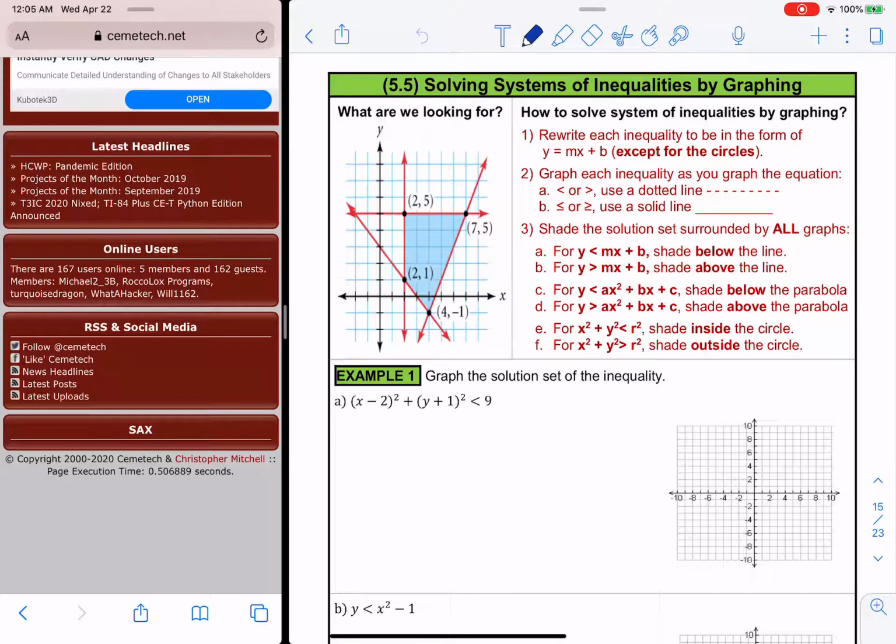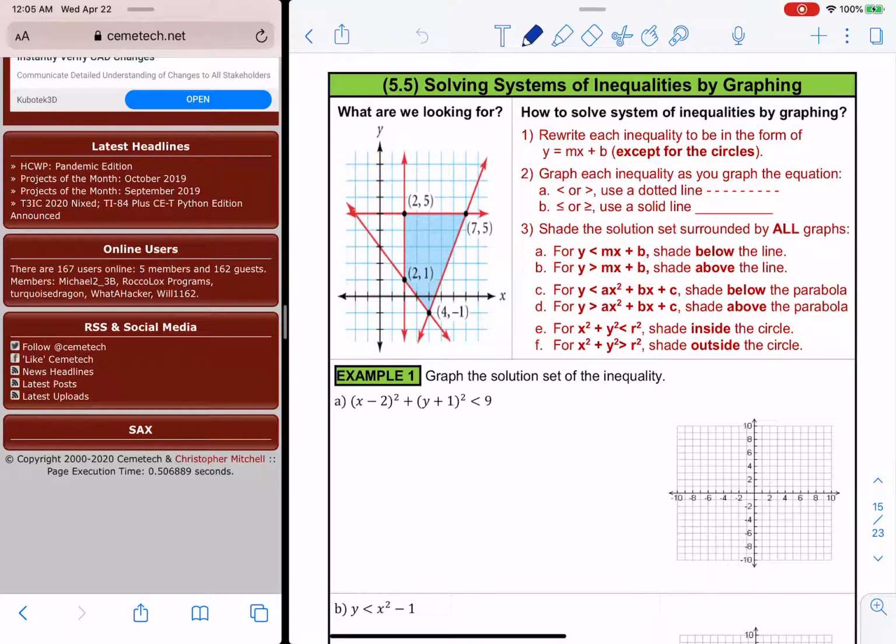So this video is on graphing inequalities, and inequalities are expressions that have less than, greater than, less than or equal to, or greater than or equal to operators. Now, if we have a less than or greater than sign, then we use a dotted line in the graph. If we have less than or equal to or greater than or equal to, then we use a solid line.